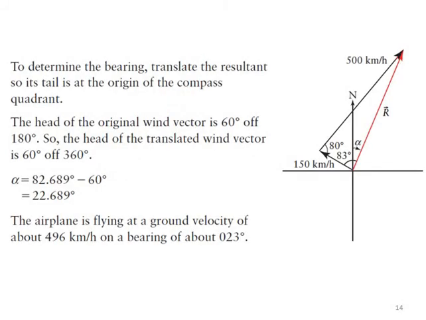To determine the bearing, translate the resultant so its tail is at the origin of the compass quadrant. The head of the original wind vector is 60 degrees off 180, so the head of the translated wind vector is 60 degrees off 360. So alpha is going to be 82.689 minus 60 degrees, so it's going to be 22.689. The airplane is flying at the ground velocity of about 496 kilometers per hour on a bearing of about 23 degrees.